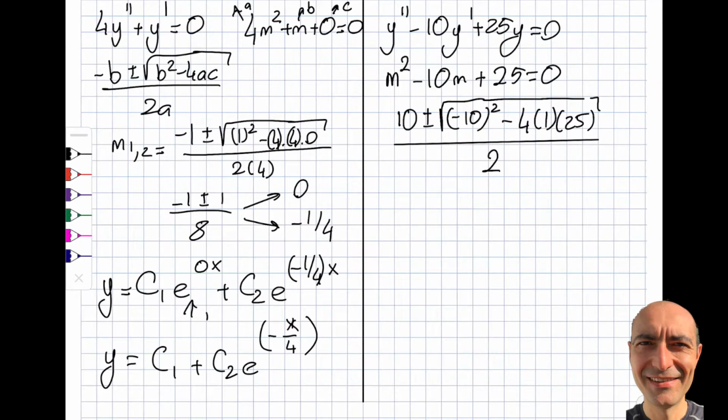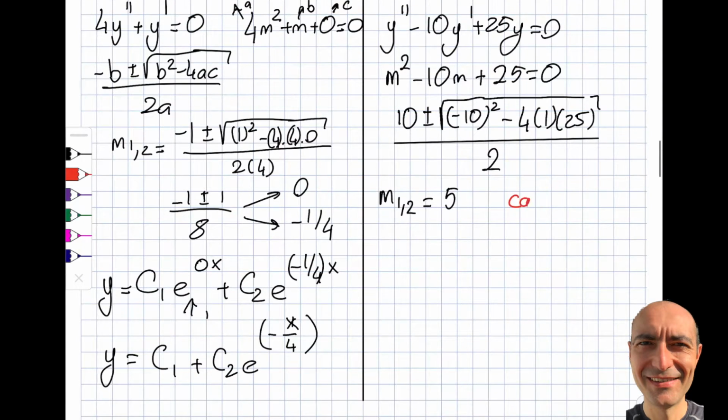So you can see here that this whole thing will be 0, right? 100 minus 4 times 25, so that's gone. So then I get m1,2 will be 5. So I'll get a double root at 5, okay? By the way, let's go ahead and write this. This is case number 2, right, that we covered. And this is case number 1 that we covered, right? Just to be on the same page.